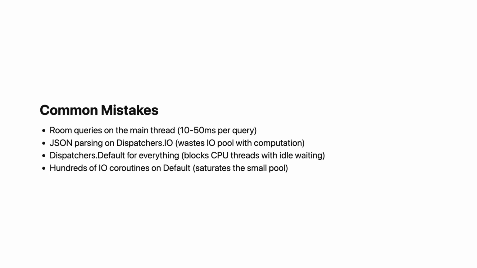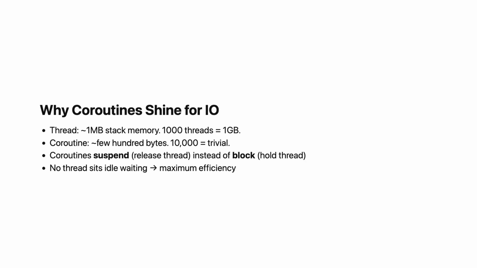It works, but you are wasting I/O thread pool slots with computation that should be on Default. Third, using Dispatchers.Default for everything. Default has only as many threads as CPU cores. If you block half of them waiting for network responses, your CPU-bound work has fewer cores available. Fourth, launching hundreds of coroutines on Dispatchers.Default for I/O operations. The Default pool is small by design. You will saturate it with idle waiting.